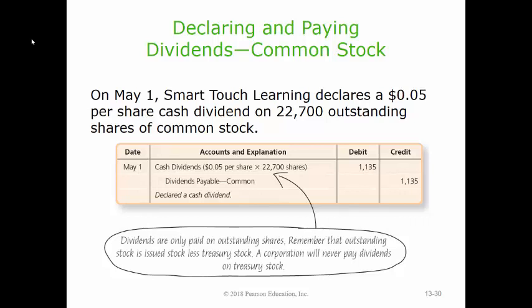Since we owe something, we have to create a liability account, and that liability is going to be dividends payable-common. To denote the fact that we are now liable to pay a dividend in the future to our common shareholders, we credit that account for $1,135 as well.